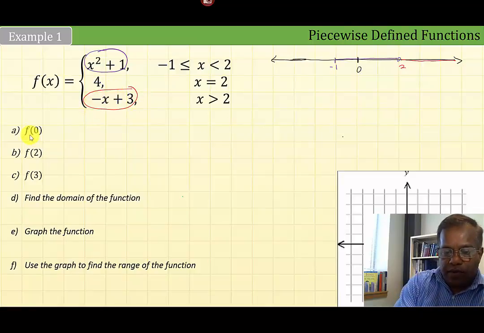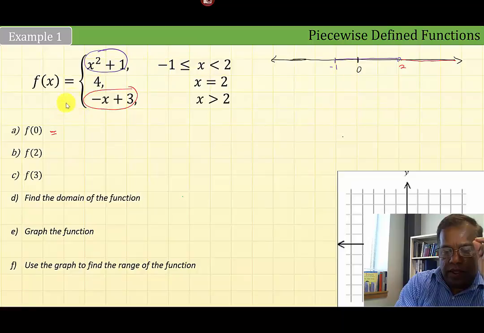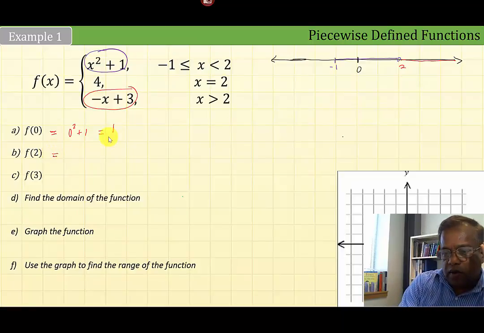Now we want f of 0. We have to find f of 0. 0 means x equal to 0. The x 0 belongs to this part or this interval. So therefore we need to use this rule. So we get 0 squared plus 1, which is actually equal to 1. And part B, we want to find f of 2. F of 2, where x equal to 2. So at x equal to 2, we use this rule, f of x equal to 4. So therefore the answer is clearly 4.